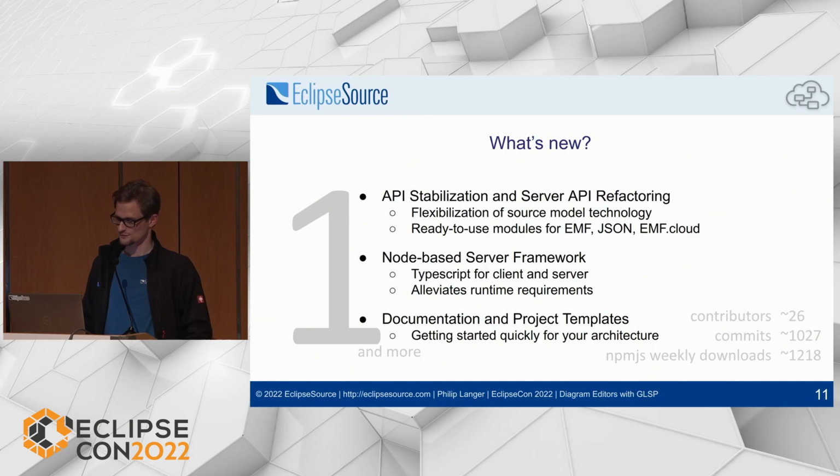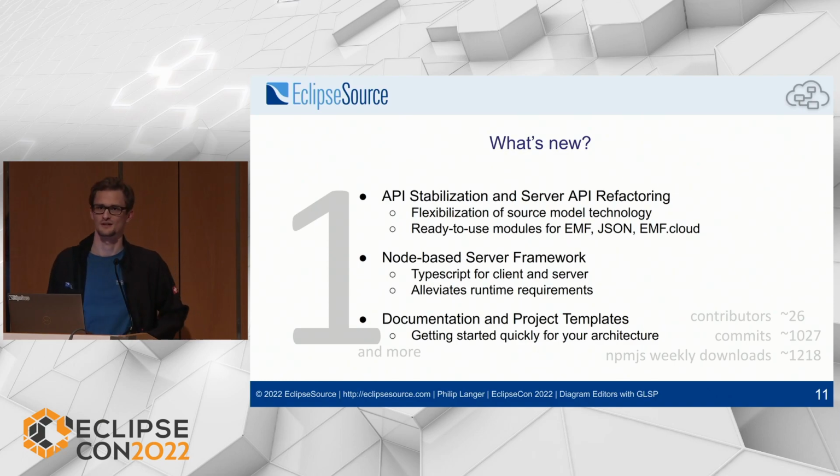Right, and last but certainly not least, there have been a lot of improvements in the area of documentation. And also there are project templates that you can just use and start from for your combination of technologies. So for instance, if you want to start a VS Code extension with a JSON backend or source model framework, then you can just pick this and be running in no time essentially.